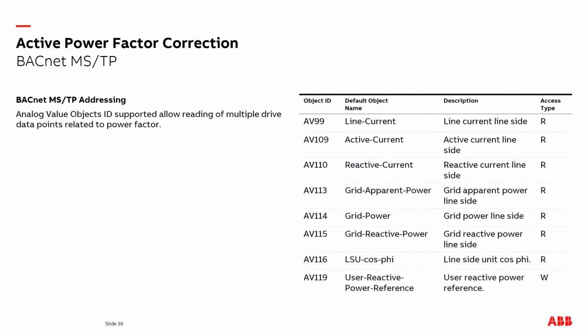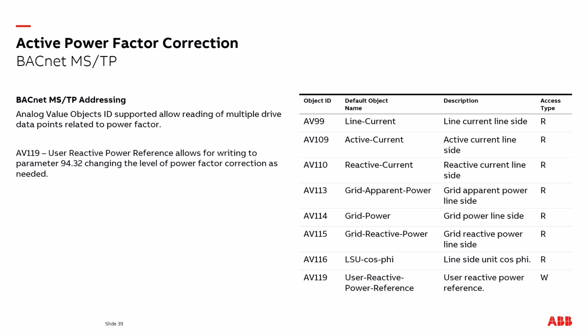So the analog values and the object IDs supporting allow multiple data points for power factor correction. One of the most important ones is AV119, and that is your user reactive power reference that allows you to write the parameter 9432, changing the level of power factor correction as needed. For more information, refer to the ACH580 BACnet protocol documentation.